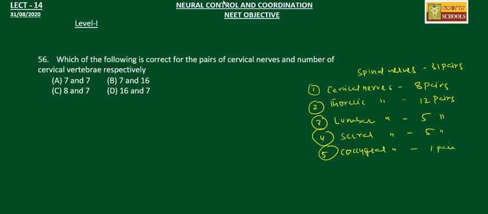Coming to the cervical vertebrae, the cervical vertebrae are 7 in number. The cervical vertebrae are the vertebrae located in the neck region. So these are neck vertebrae, and those are 7 in number. Here the options, respectively: cervical nerves are 8, and the cervical vertebrae are 7. So option C, 8 and 7, will be the right option.